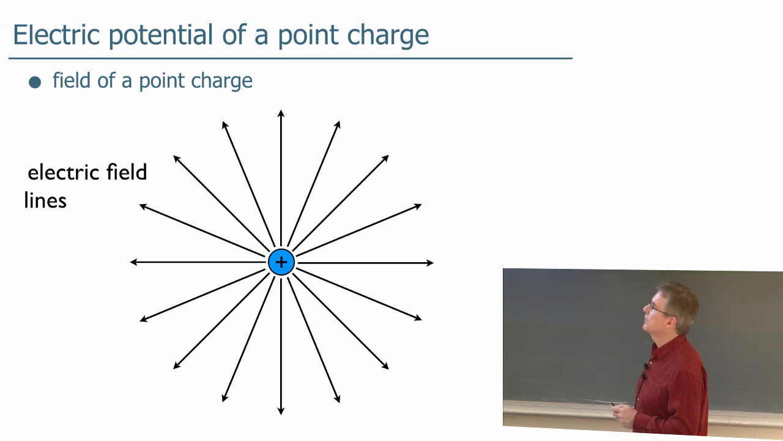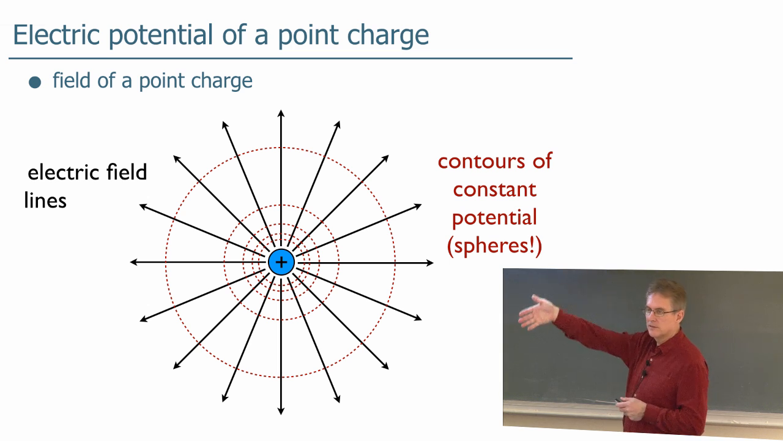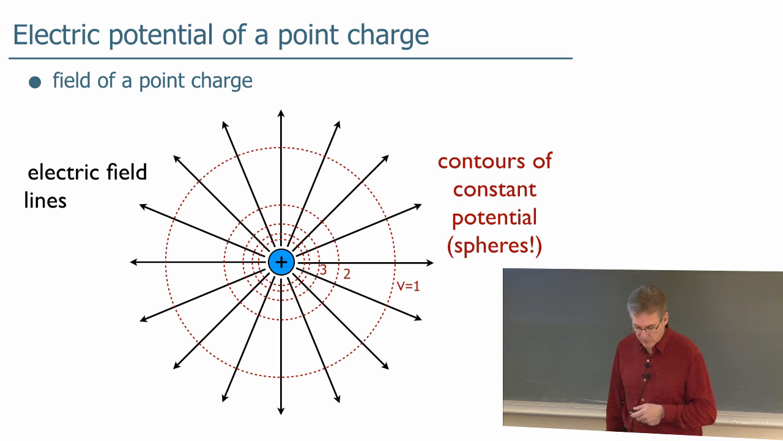The field lines radiate out in all directions, not just in the 2 dimensions of the screen, but really in 3 dimensions. So you should imagine the field lines as pointing in all directions. Now we'd like to talk about how the electric potential works. Contours of constant electric potential are drawn here. In the 2-dimensional slice of the screen, they're circles. But in fact, they're really spheres.